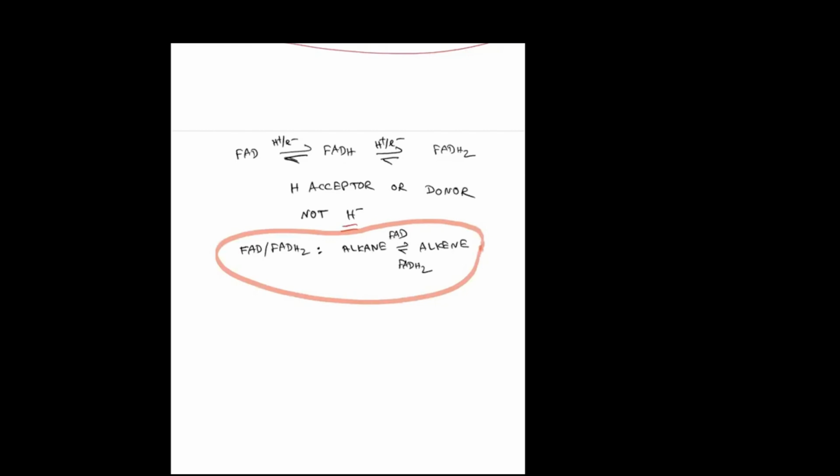Okay, so FAD, FADH2 is never going to do alcohol to ketone or vice versa. Same is true for NAD+ and NADH. It will never do alkane to alkene or vice versa. So those are some general principles. There could be exceptions, but these are the general principles that we need to keep in mind.